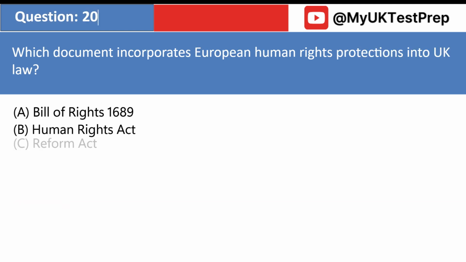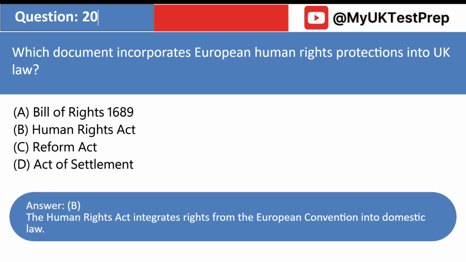Which document incorporates European human rights protections into UK law? A. Bill of Rights 1689. B. Human Rights Act. C. Reform Act. D. Act of Settlement. Answer: B. The Human Rights Act integrates rights from the European Convention into domestic law.